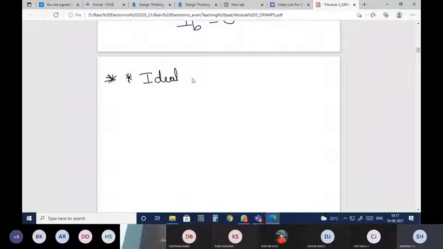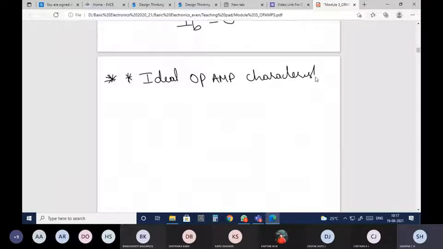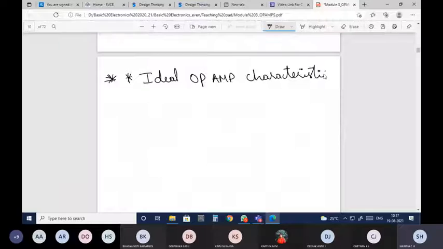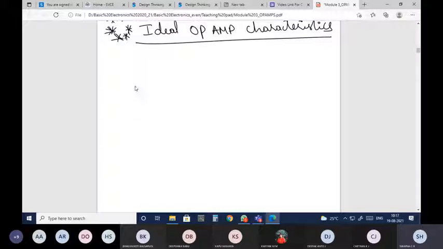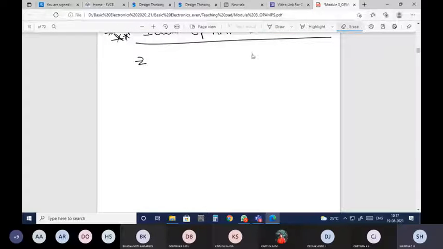Ideal op-amp characteristics. Whatever we have listed up, I will list out all those parameters once again here, and this is very important. Coming to the first parameter, as you know, input impedance. Let me write this. All of you note down the parameters.